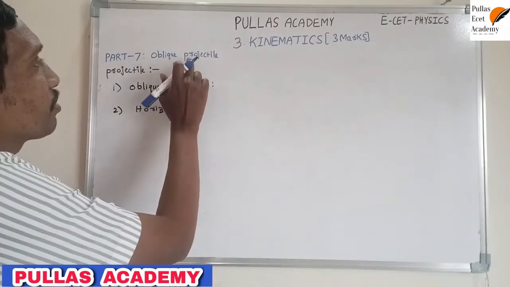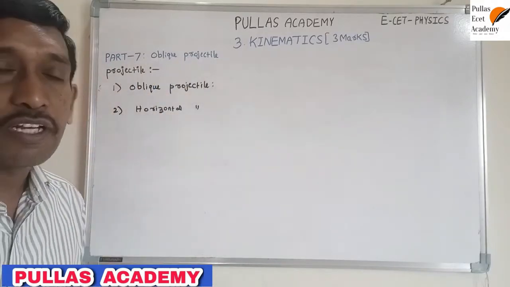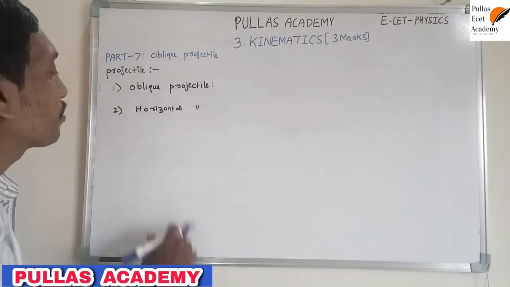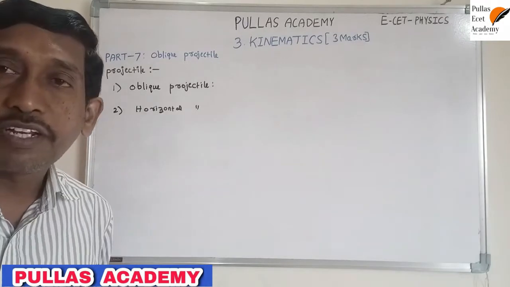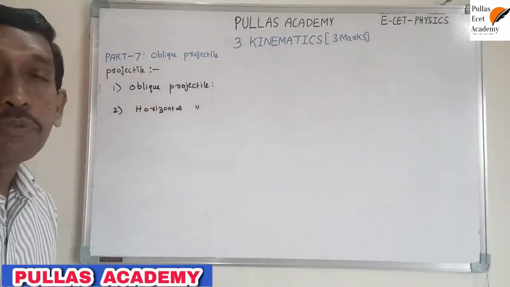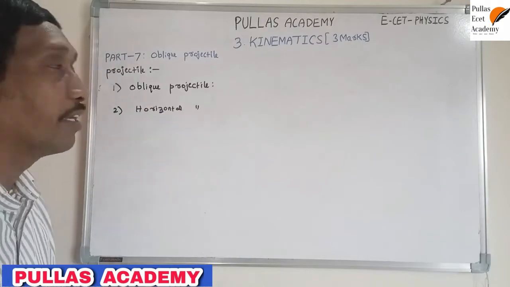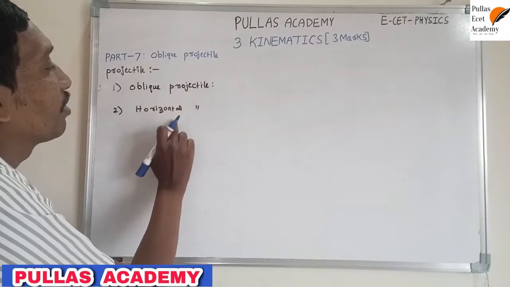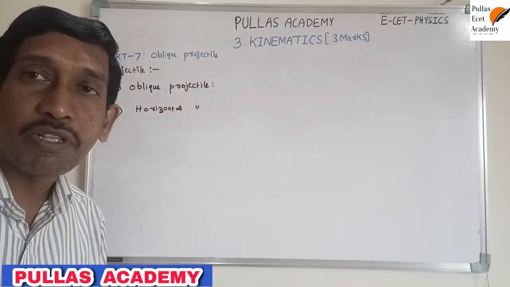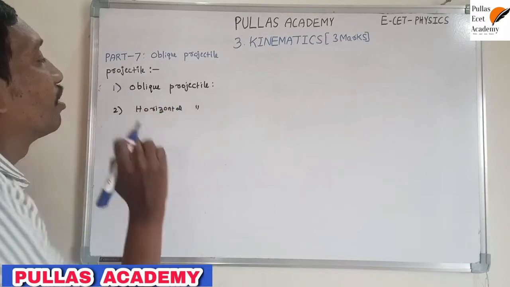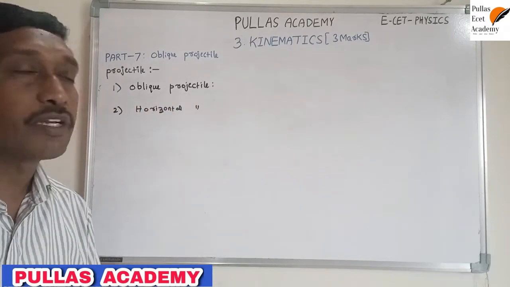Actually, this is simply called projectile. We have two types of projectiles. One is the oblique projectile, the second is the horizontal projectile. What is the difference between these two projectiles? We will discuss it clearly. In this video we will discuss the oblique projectile, and in the next video the horizontal projectile. There is a small difference between them.